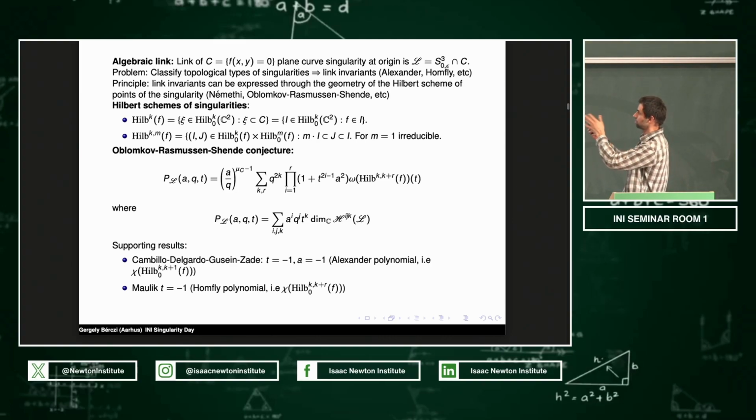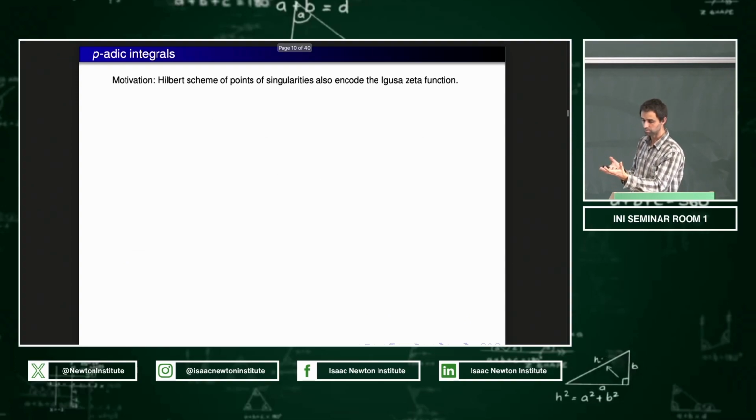This is really just to present a general principle, that what we expect, and what happens very often, is that some geometry, in this case the Hilbert scheme of points on the singularity, encodes some invariants of the topological type of the singularity, and there's a direct way to encode this. Another incarnation of this is the main topic of this talk.